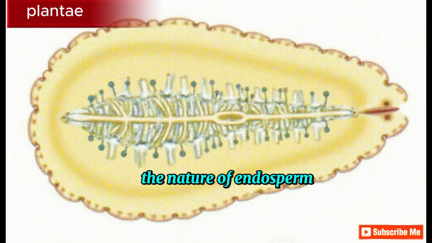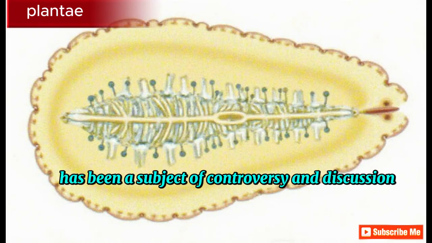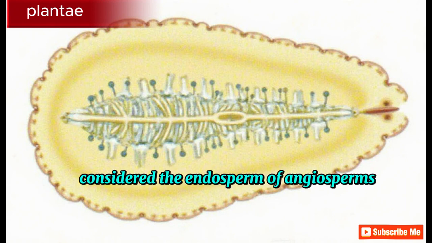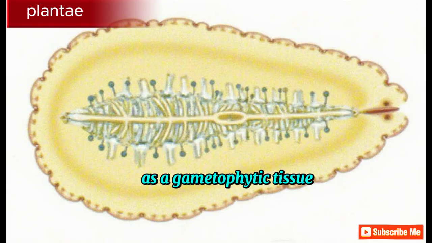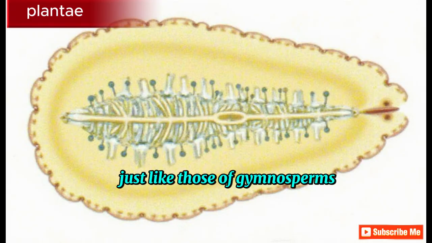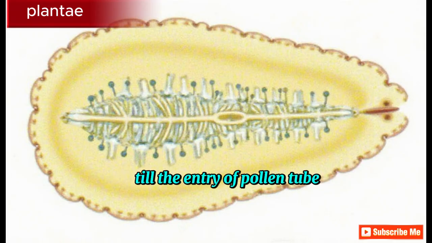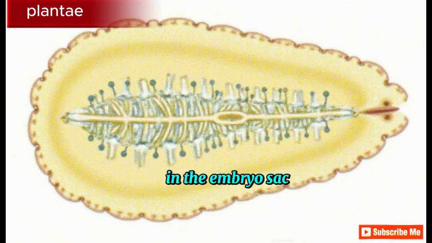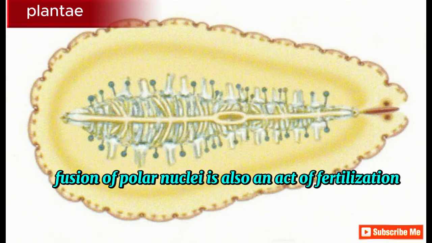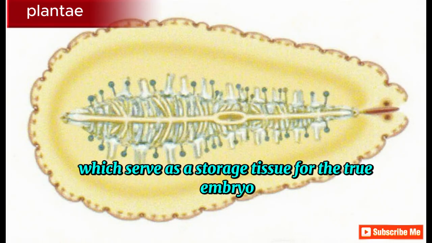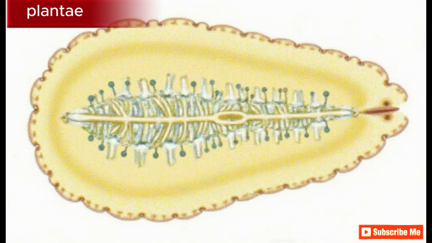The nature of endosperm has been a subject of controversy and discussion. Hofmeister, 1858, considered the endosperm of angiosperms as a gametophyte tissue, just like those of gymnosperms, with one difference, that its development remains checked till the entry of pollen tube in the embryo sac. Fusion of polar nuclei is also an act of fertilization. Therefore, the endosperm is a diploid tissue which serves as a storage tissue for the true embryo.